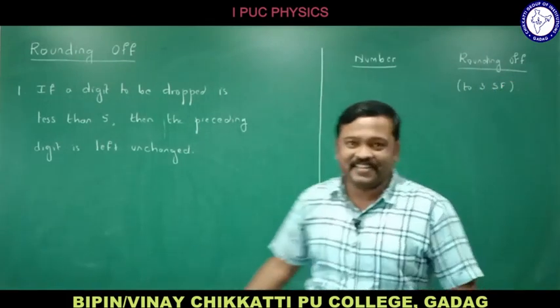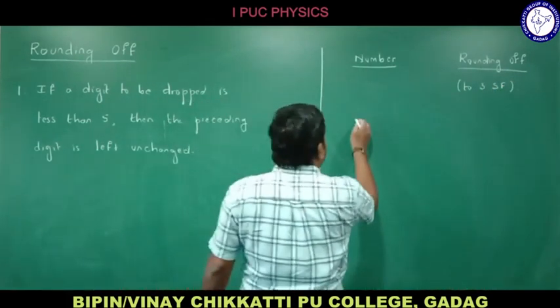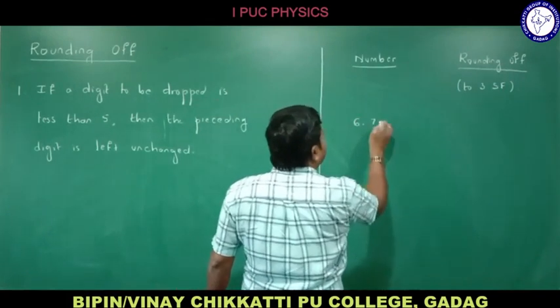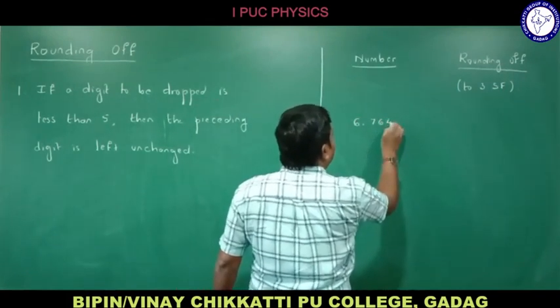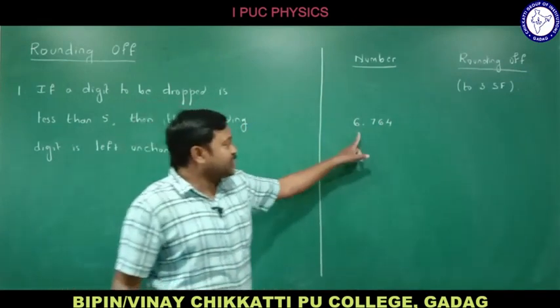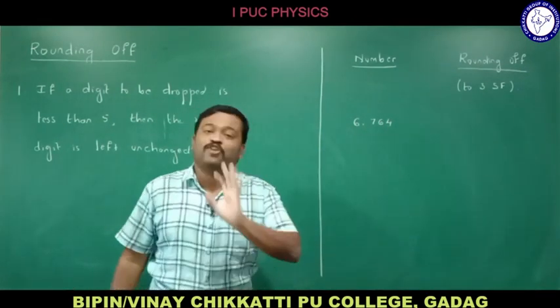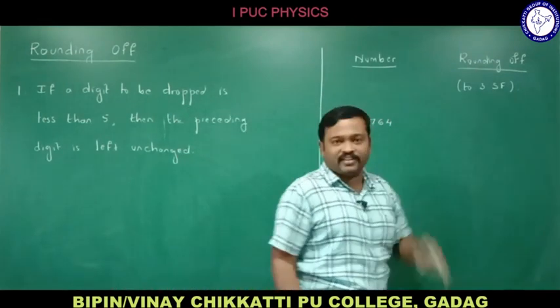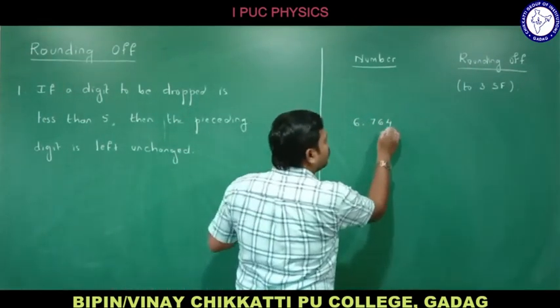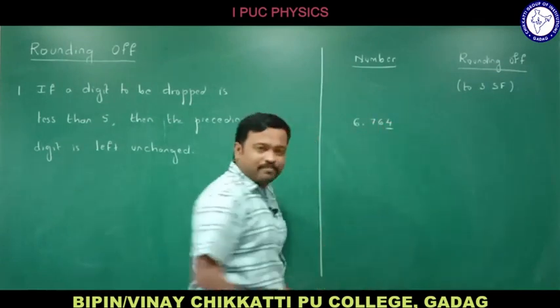Let me take the number 6.764, right? How many significant figures does this number have? 4, right? So 1, 2, 3, 4. I need to round off to 3 significant figures, which means I need to drop this number, right?